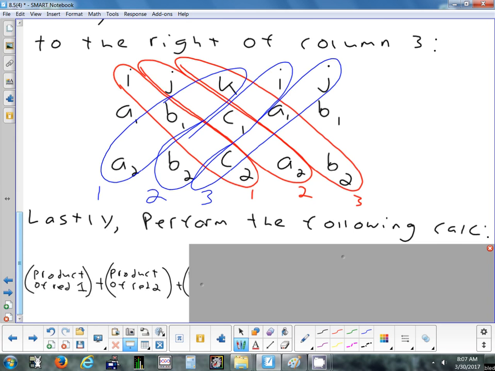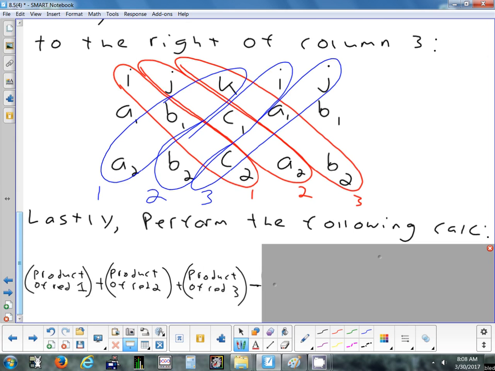Okay, and then you're going to take what's on red 2, and multiply that together. That's going to give you something j. And you're going to do the same thing on red 3. You're going to multiply everything together, and you're going to get something k. So you multiply all the red diagonals, and you add them up.